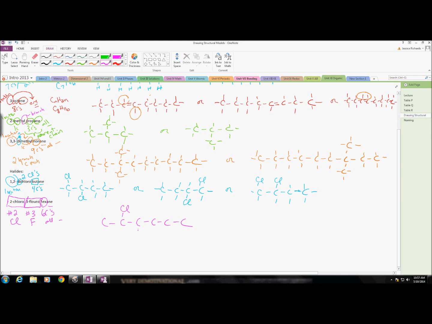On carbon number 3, there's a fluorine. And then, of course, your hydrogens all the way around to finish off your molecule. The names are instructions. Follow the instructions, and you'll draw the structures correctly.